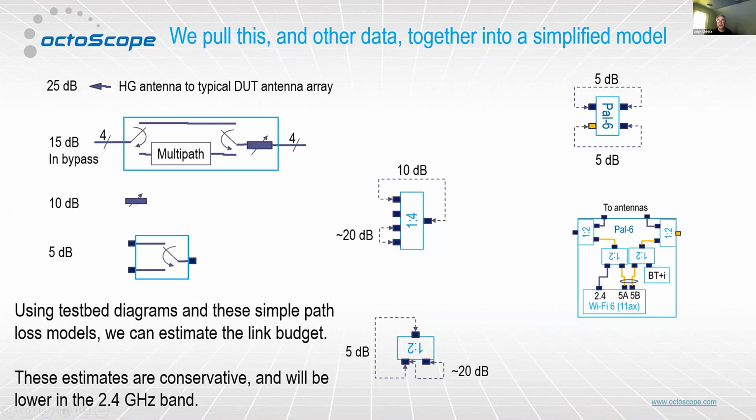The multipath emulator I just showed you before, 15 dB or so of insertion loss in bypass mode. An attenuator here, 10 dB. A 1 to 2 splitter, 5 dB. A 1 to 4 splitter, 10 dB.